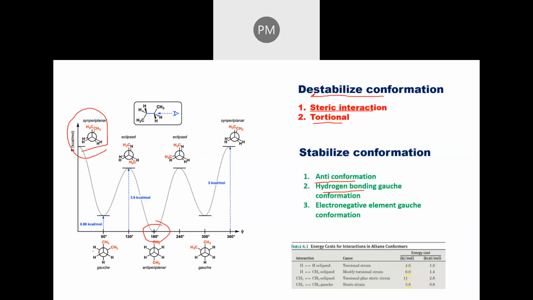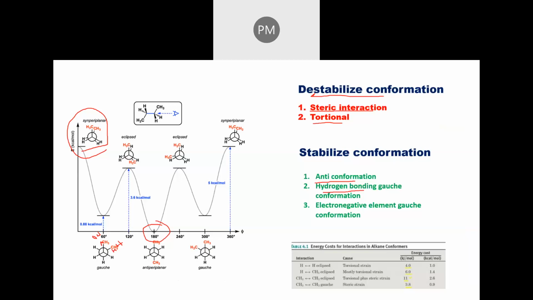And if there is some electronegative group, like this being fluorine and this being hydrogen, then the gauche interaction will be more stable. And if there is something like OH or H present in that gauche type interaction, then hydrogen bonding will be favored. So the hydrogen bonding conformation will be more stable.